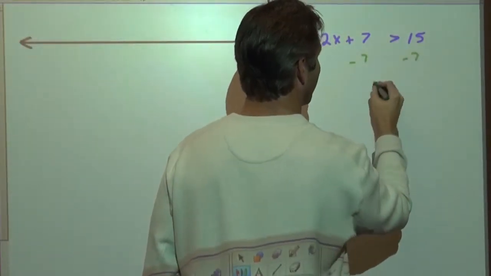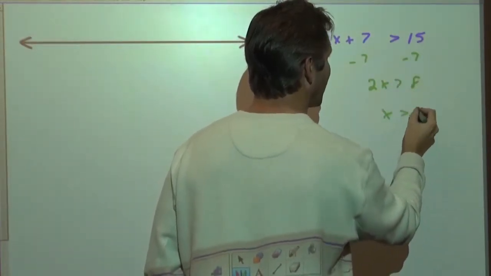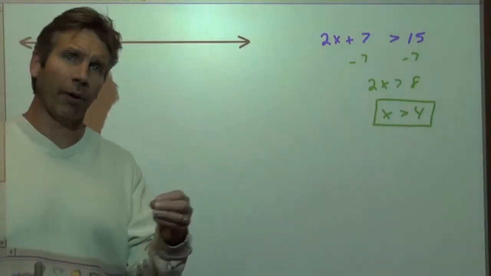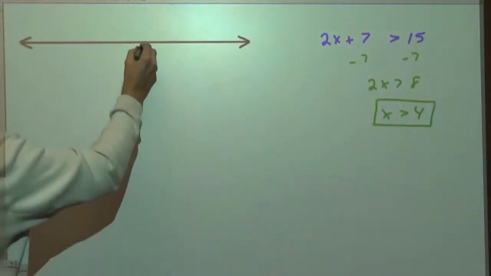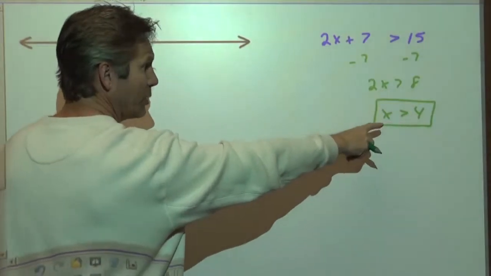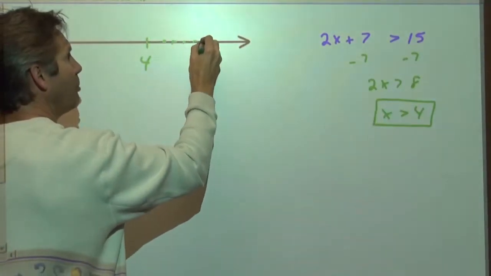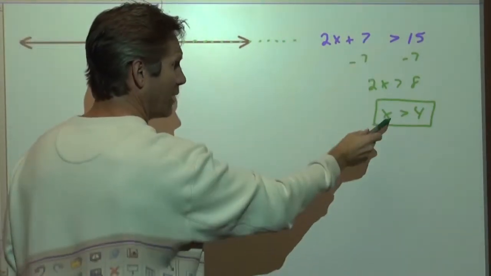We took away 7 from both sides. We got that 2x is greater than 8, divide by 2. We get the solution set being any x that's greater than 4. It's only one variable, so it's one-dimensional, so it's just the number line, the x-axis, if you will. And we said, okay, 4 is the boundary. 4 separates the solutions, the x values that are greater than 4, all these points up here.